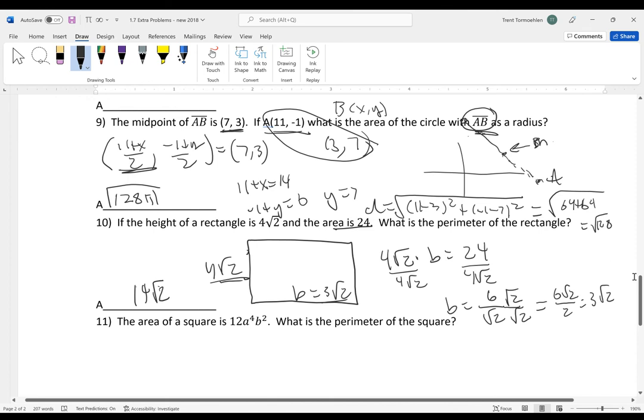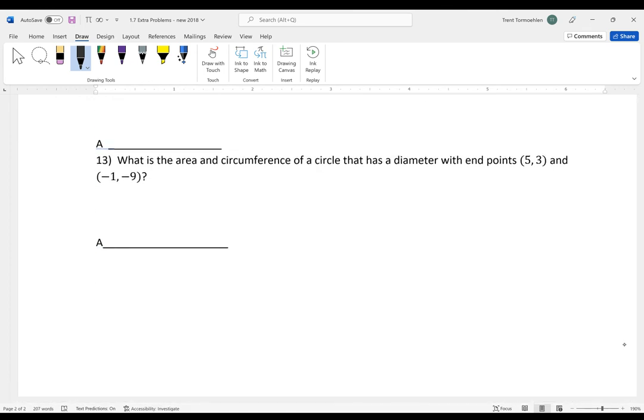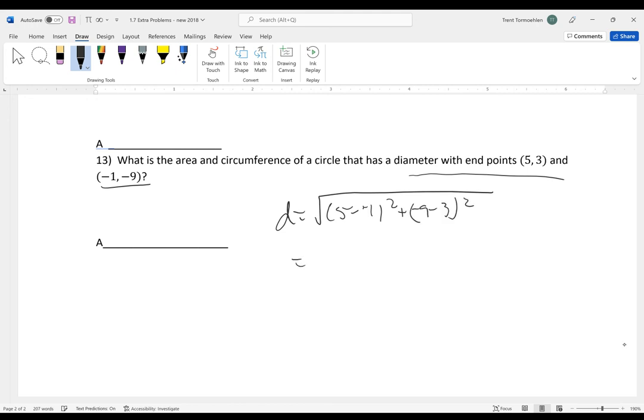And then finally, number 13. For 13, it says, what is the area and circumference of a circle that has a diameter with endpoints (5, -9) and (-1, 3)? Well, there's 2 ways to do this, but the easiest is just go ahead and find the diameter using your distance formula. And so it's going to be (5 minus a negative 1) squared plus (-9 minus 3) squared. That gives me 36 plus 144, which is square root of 180. 36 goes into 180, and so it turns out to be 6 root 5.